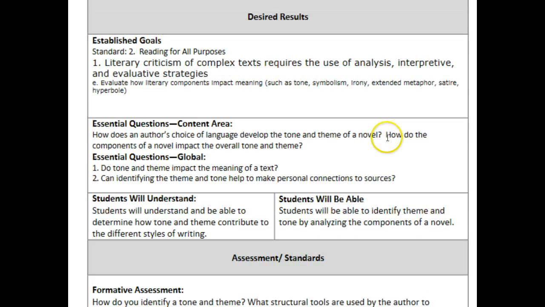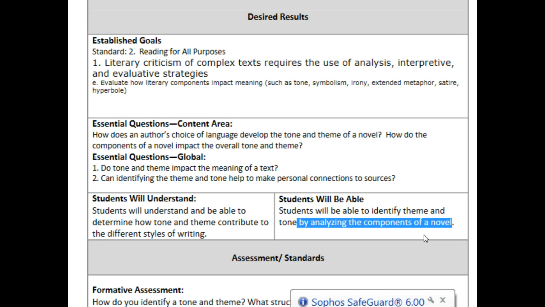All right, so clearly you've chosen a standard that aligns well with your text. And you very clearly said here they'll be able to identify theme and tone by analyzing the components of a novel, okay? While you do have a by clause in here, we want something a little bit more concrete. Remember, this is the thing that you're going to write up on the board at the beginning of class so that students know exactly what is expected of them for that day.